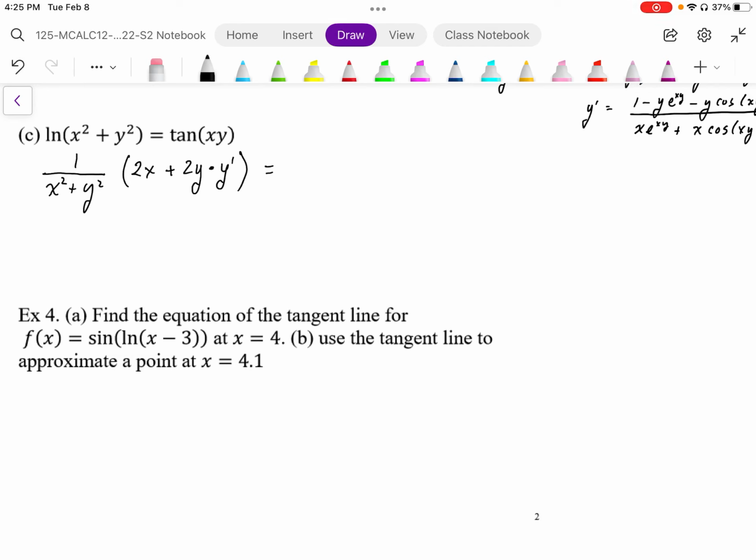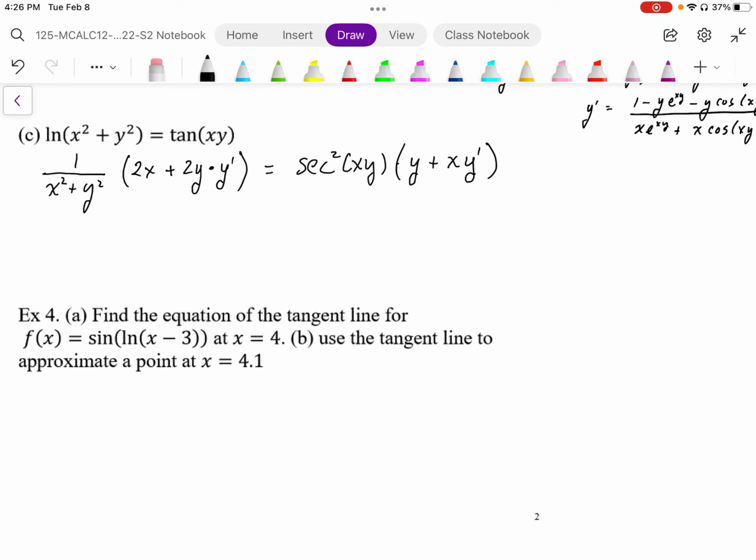Do the other side independently. It becomes secant squared of xy, and then again I have to tag on, as chain rule, the derivative of the inside. The inside is a product, so then I apply the product rule. So when I differentiate the y in the product rule, I generate a y prime here.